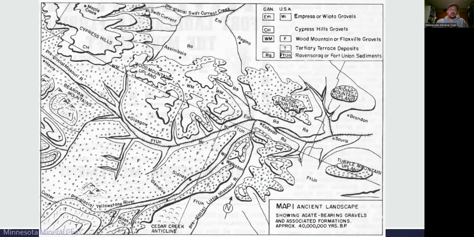So then going back to these maps, again, this is from 40 million years ago. So pre-glacial, before the glaciers came down, you can see your Yellowstone River, which is flowing into Saskatchewan and meeting up with the pre-glacial Missouri and flowing into the Source Basin here and continuing out that way.